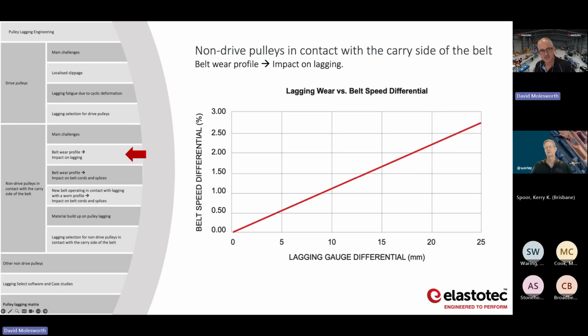And then this graph is basically showing if you've got these different gauge differentials across the horizontal axis, that creates a belt speed differential. So for, say, 10 mil difference in thickness of lagging, you've got just over a 1% speed difference in the center, and it's that sliding of the belt in the center over the lagging that accelerates the wear. And then obviously when you get to 20 mil of gauge differential, you're looking at between 2 and 2.5% speed difference.